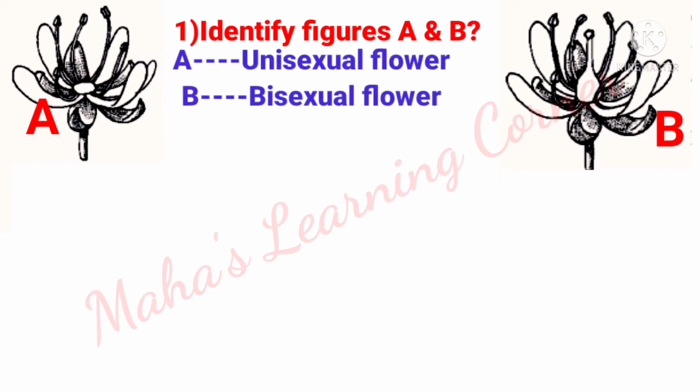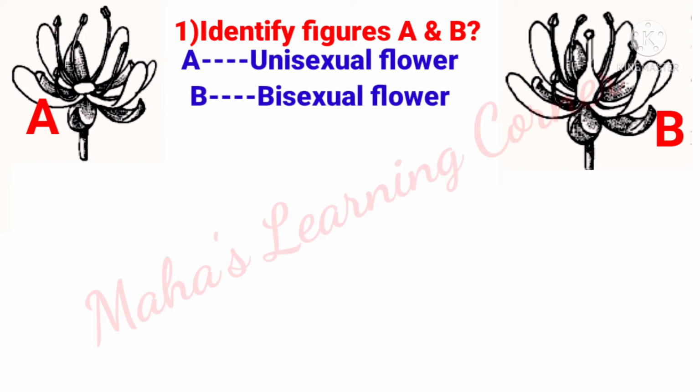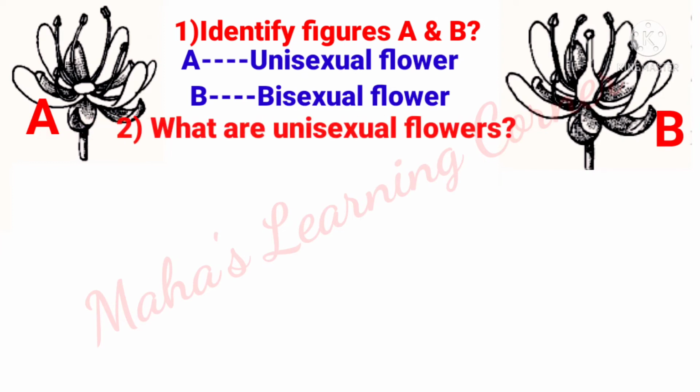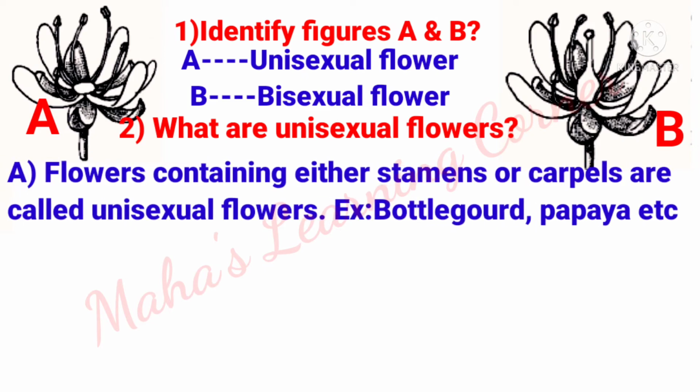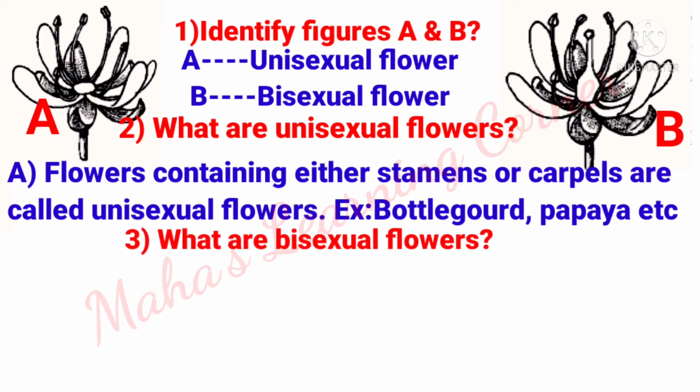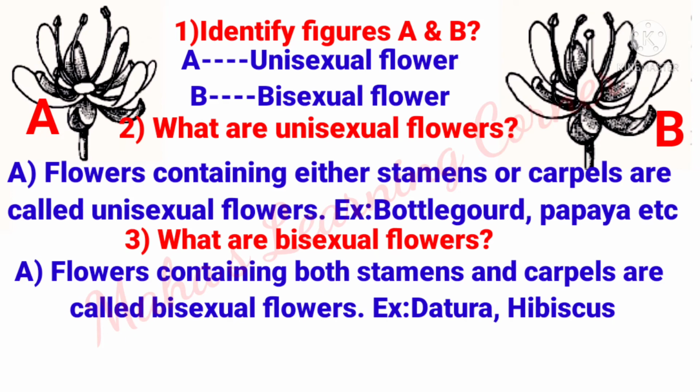Correct answer. A is a unisexual flower, B is a bisexual flower. What are unisexual flowers? Flowers containing either stamens or carpels are called unisexual flowers. Examples, bottle gourd, papaya, etc. Next, what are bisexual flowers? Flowers containing both stamens and carpels are called bisexual flowers.